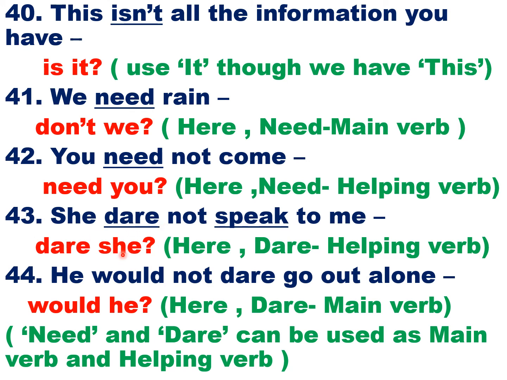Dare she. He would not dare go out alone. Here, dare is a main verb. Would is the auxiliary verb. Negative statement. So, positive tag. Would he. Here, dare is the main verb. Need and dare can be used as main verb and helping verb.